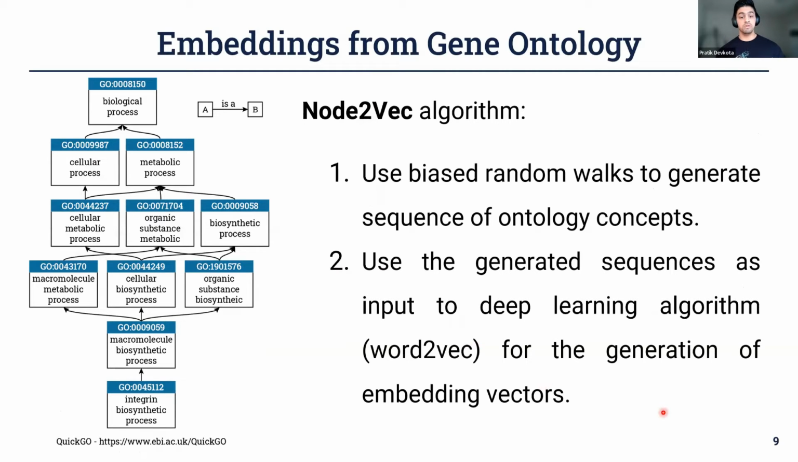As we all know, the ontology is a directed graph with the relationship between different concepts, but there doesn't exist any context that describes the association. So to generate such context, we use the node2vec algorithm, a popular algorithm that was introduced in 2016.